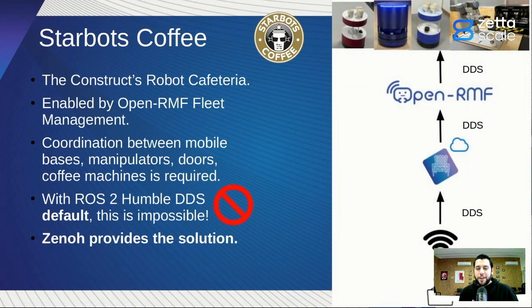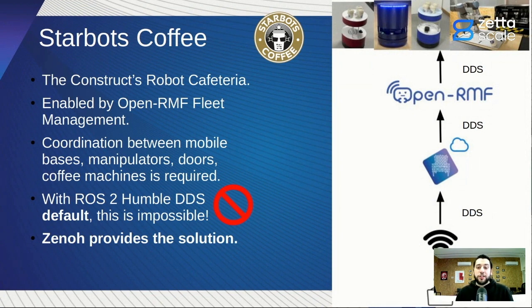So there you go. That's a basic overview of our Starbucks coffee. We call it the cafeteria. This is enabled by OpenRMF Fleet Management, created by Open Robotics. And so as you saw, there's a lot of robots in play here. So coordination between all robots is required and expected.